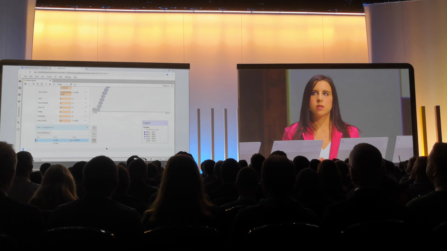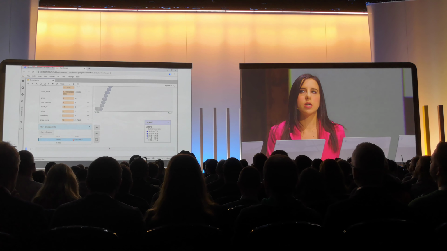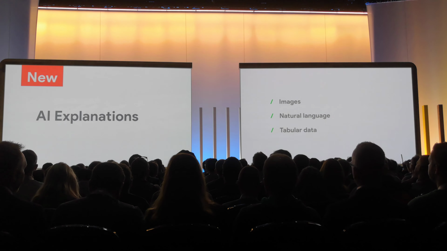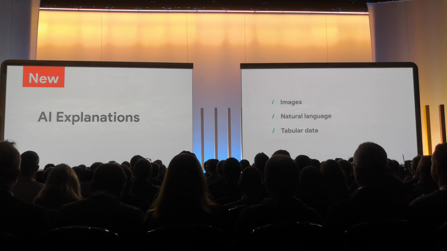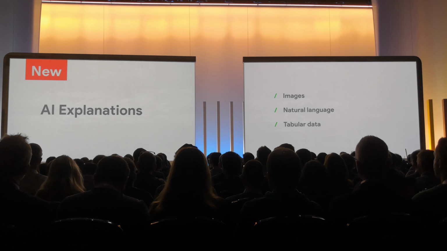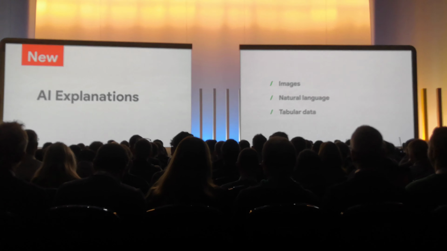AI Explanations is ready for nearly any kind of model across a variety of industries, from identifying important pixels in medical images to highlighting critical words in sentiment analysis, to showing reason codes for asset valuations. We're excited for you to try out Explainable AI on Google Cloud.